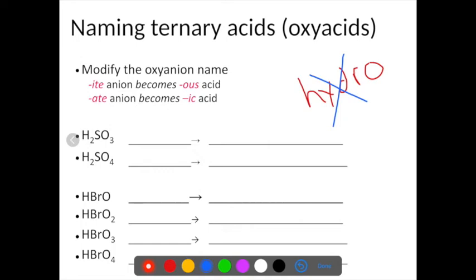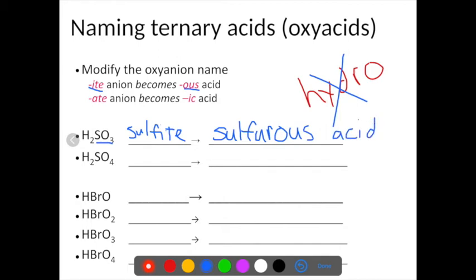So here we have H2SO3. So let's first establish what is the polyatomic ion, SO3. So SO3 is sulfite, right? Sulfite. Okay, so up here it says ite turns into us. So what we're going to do is we're going to rewrite it and we're going to say sulfurous. So we're actually going to add a UR here. Sulfurous, and then we put acid at the end. Sulfurous acid is the name for H2SO3.